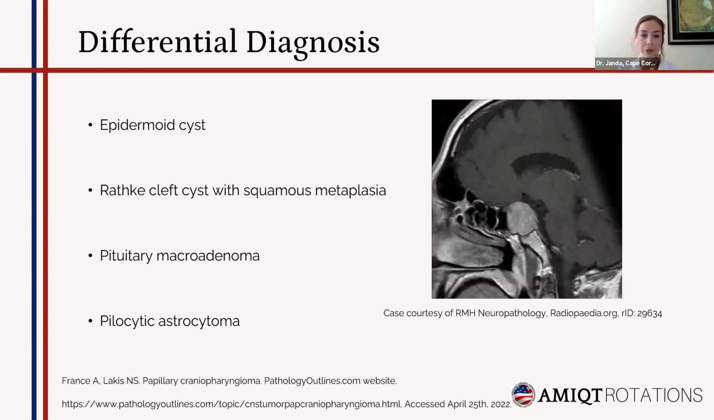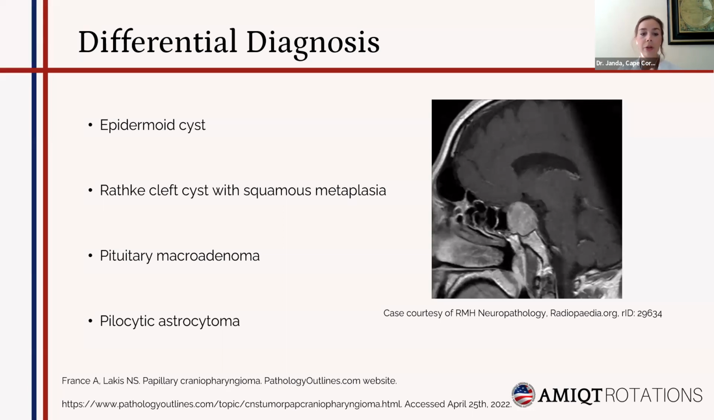Regarding the most important differential diagnoses, the first to know are the epidermoid cysts, which are a unilocular cyst with a thin layer of keratinizing squamous epithelium. Also important to know is the Rathke's cleft cyst with a squamous metaplasia. Those are usually cystic without any solid components, but they can have a squamous epithelium which is ciliated and can contain mucus-containing cells, which is why it can be confused with the PCP.